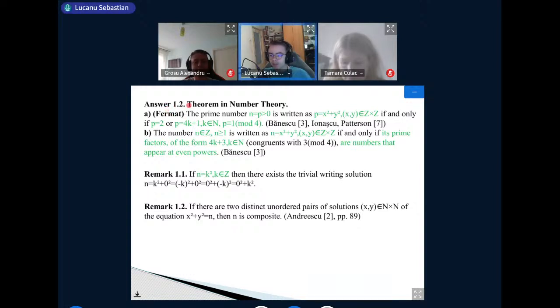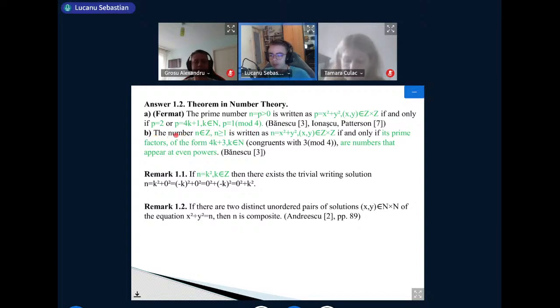The second answer, using a theorem in number theory. By Fermat, a prime number p bigger than 0 is written as p equals x squared plus y squared with x and y both integers if and only if p equals 2 or p equals 4k plus 1 with k a positive integer, that is, p congruent to 1 modulo 4.